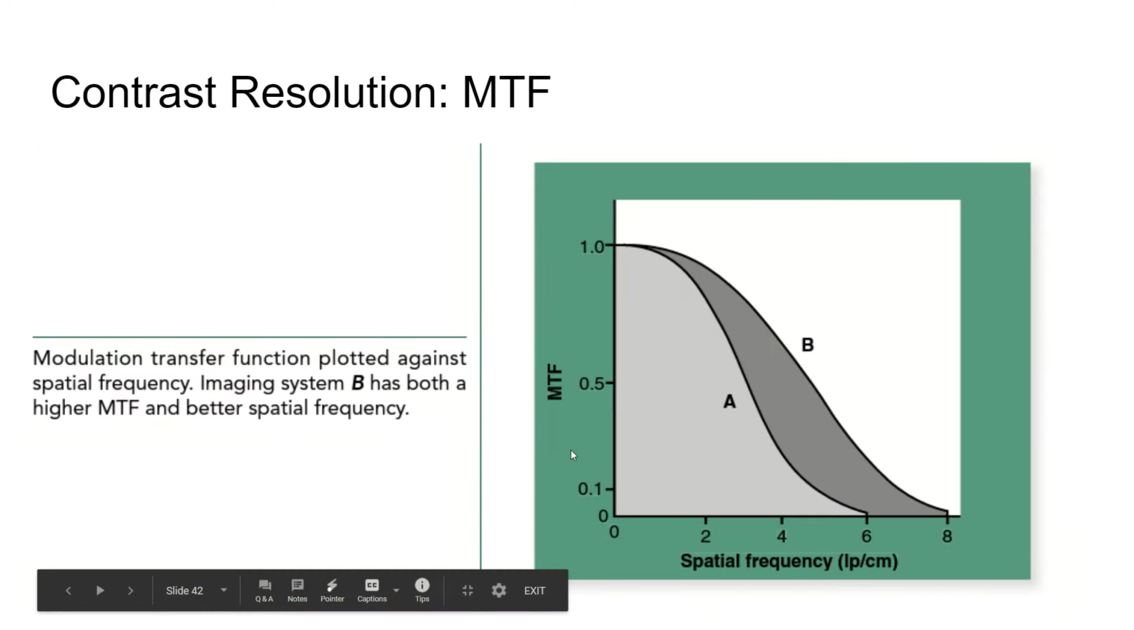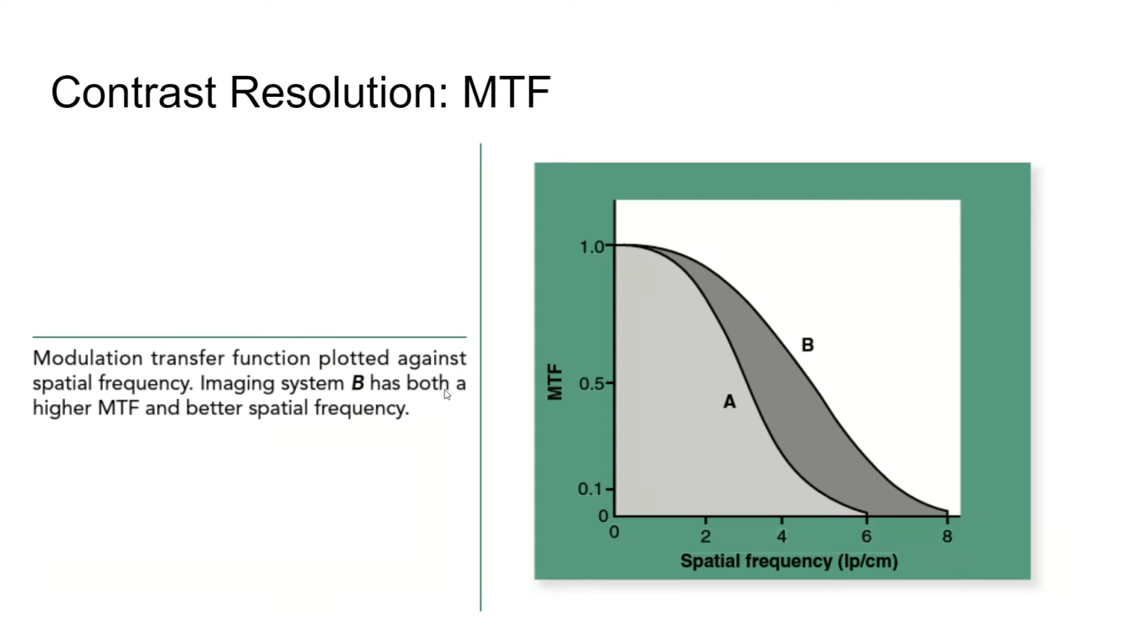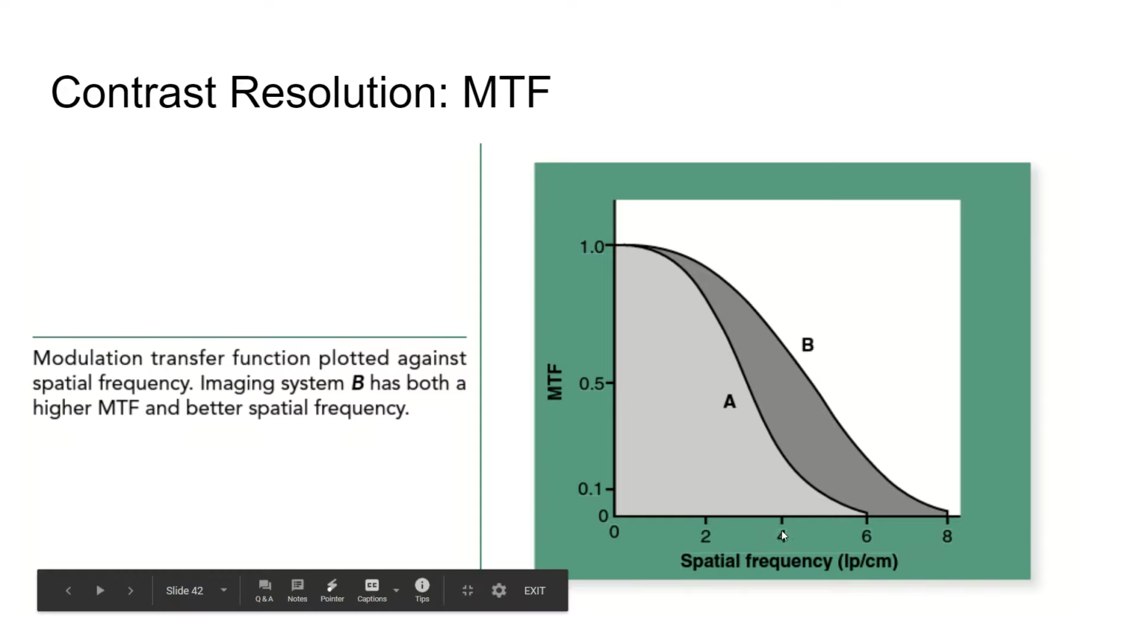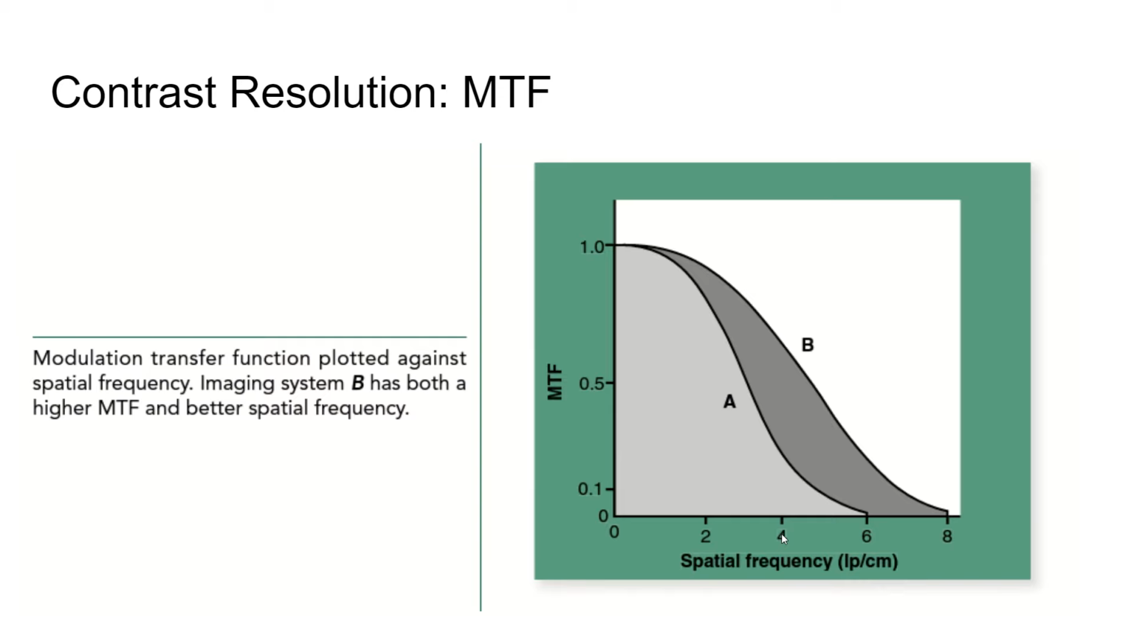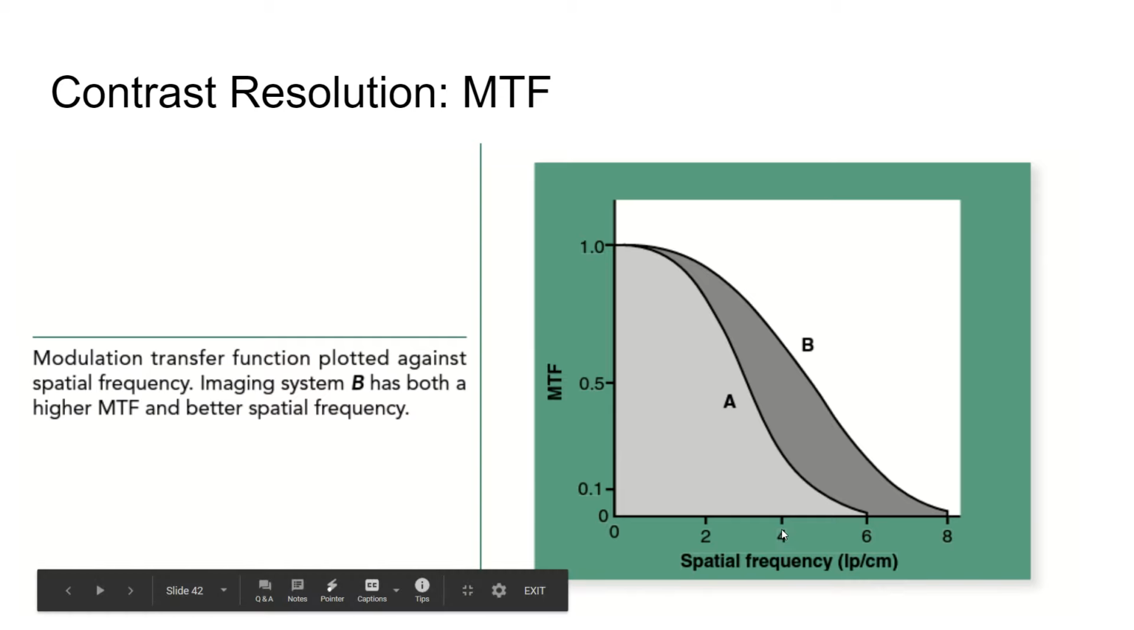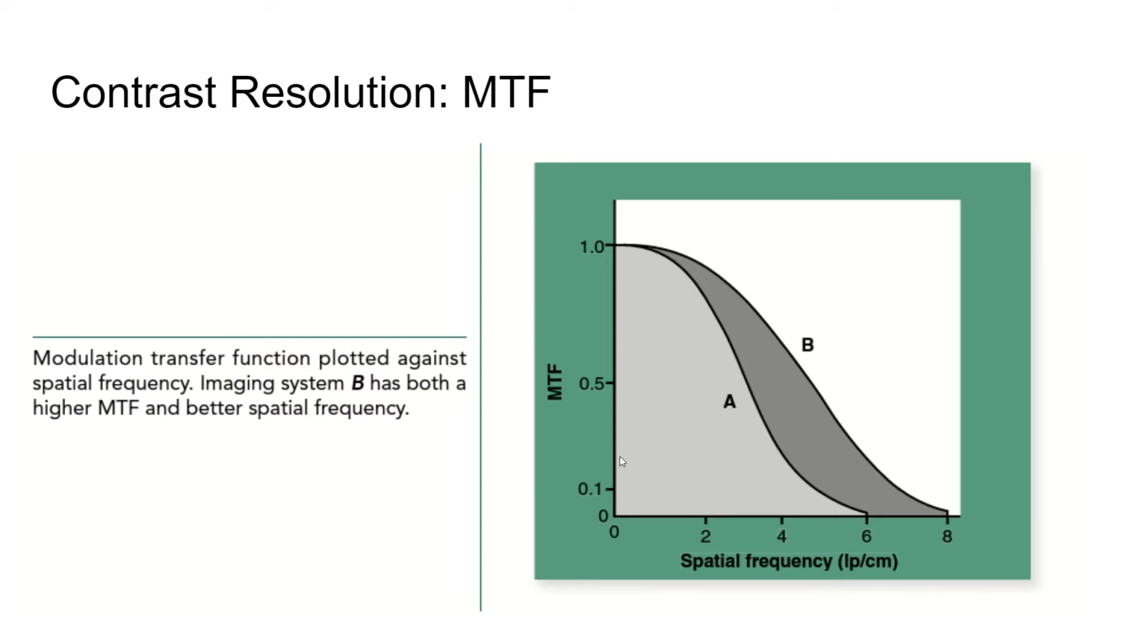Contrast resolution and MTF. So modulation transfer function on this graph: here you have MTF on the Y vertical, spatial frequency on the X, and we're comparing A to B. So system B has a higher MTF. Let's say at a spatial frequency of 4 line pairs per centimeter, A yields an MTF of a little bit more than 0.1, maybe it's 0.2, right? 0.2 would be here.